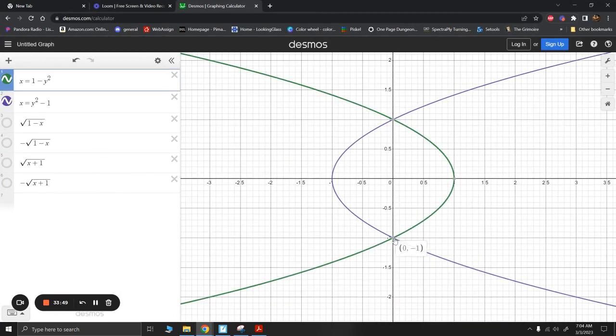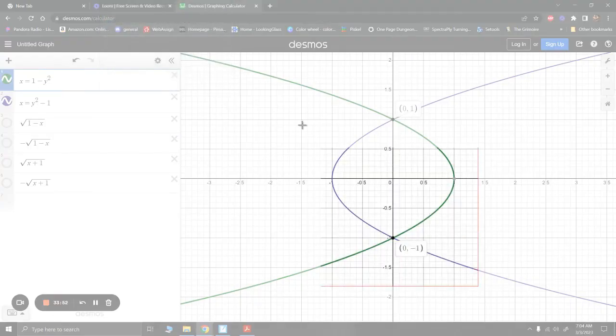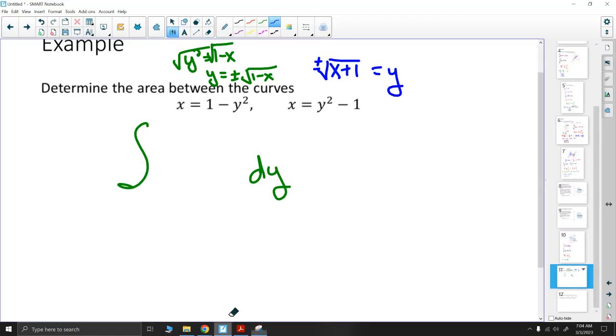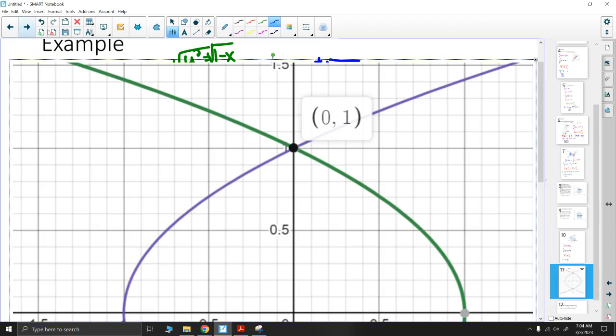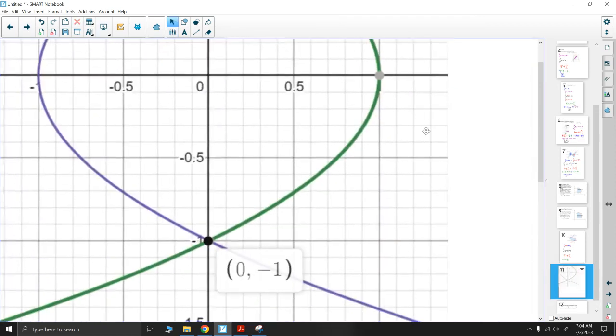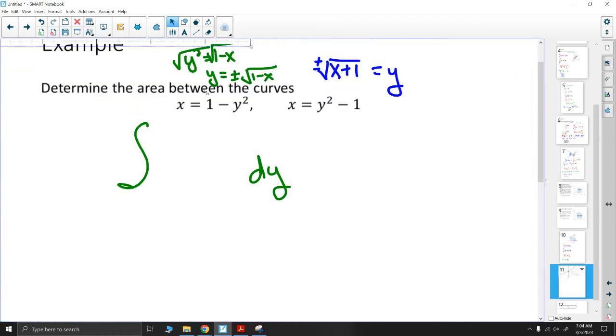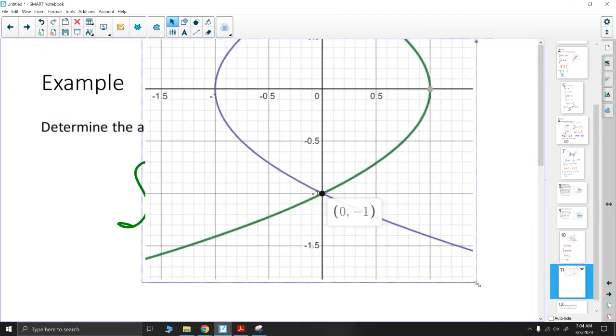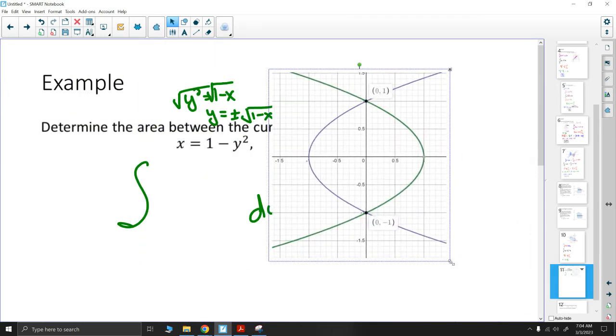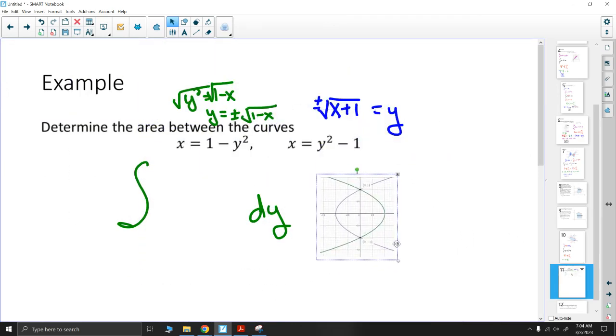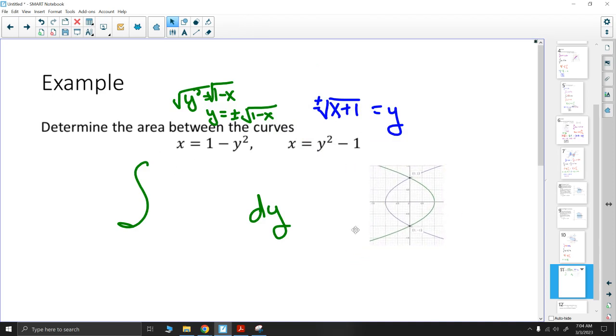Okay, so let's go ahead and take a snip of this so we have it. Because again, even though I'm expecting to integrate it with respect to y, I'm still going to double check. And I'm going to graph these because it's just so much easier to think about this area when I have a picture of it.